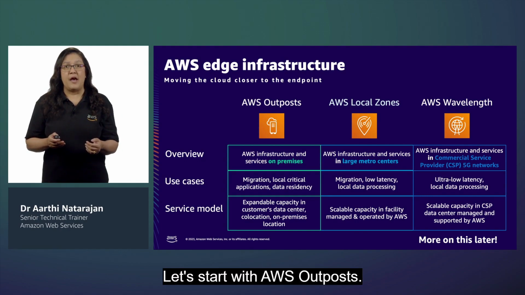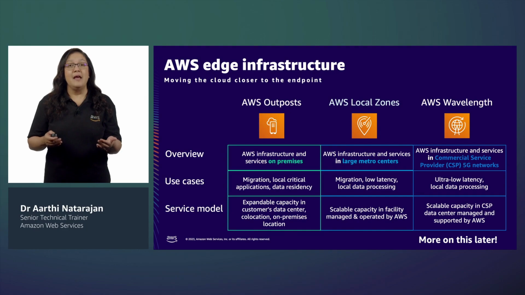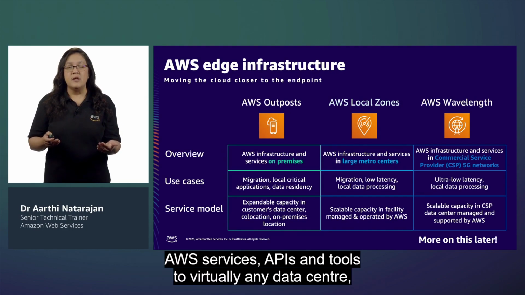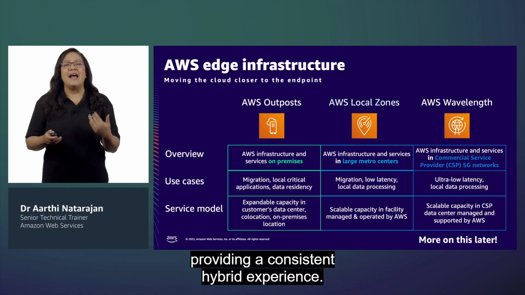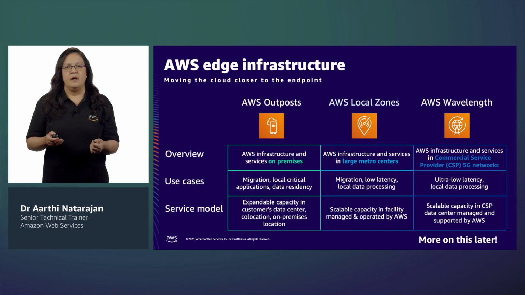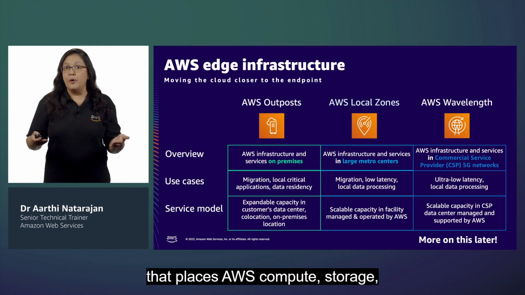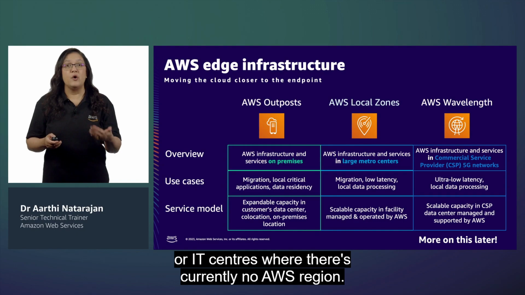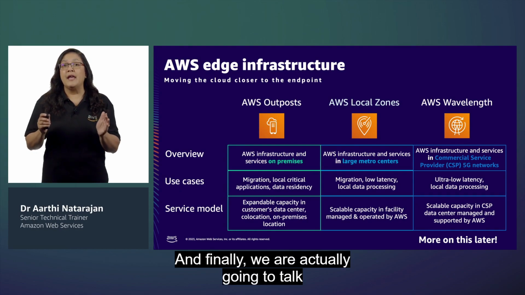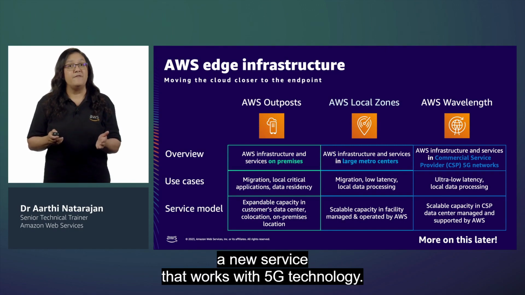Let's start with AWS Outposts. Outposts is a fully managed service that extends the AWS infrastructure, AWS services, APIs, and tools to virtually any data center, co-location space, or an on-premise facility, providing a consistent hybrid experience. Local zones is a new type of AWS infrastructure deployment that places AWS compute, storage, databases, and other select services closer to larger cities, industries, or IT centers where there's currently no AWS region. And finally, we're actually going to talk about this one a little bit later, AWS Wavelength, a new service that works with 5G technology.